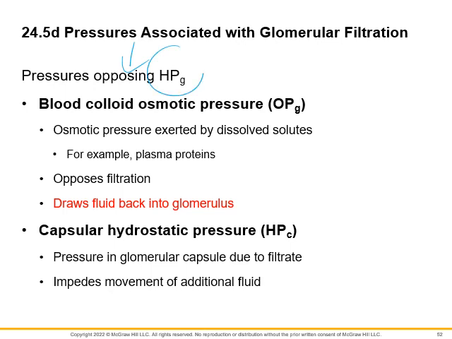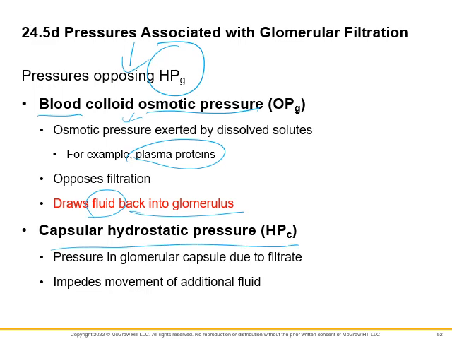The pressure opposing the hydrostatic pressure of the glomerulus, you're going to have the blood osmotic pressure, so those plasma proteins, right, that are creating that osmotic pressure, draw the fluid back into the glomerulus. And then we have the capsule hydrostatic pressure. So this is due to the glomerular capsule. And we're going to see that these forces are overcome by that glomerular hydrostatic pressure.